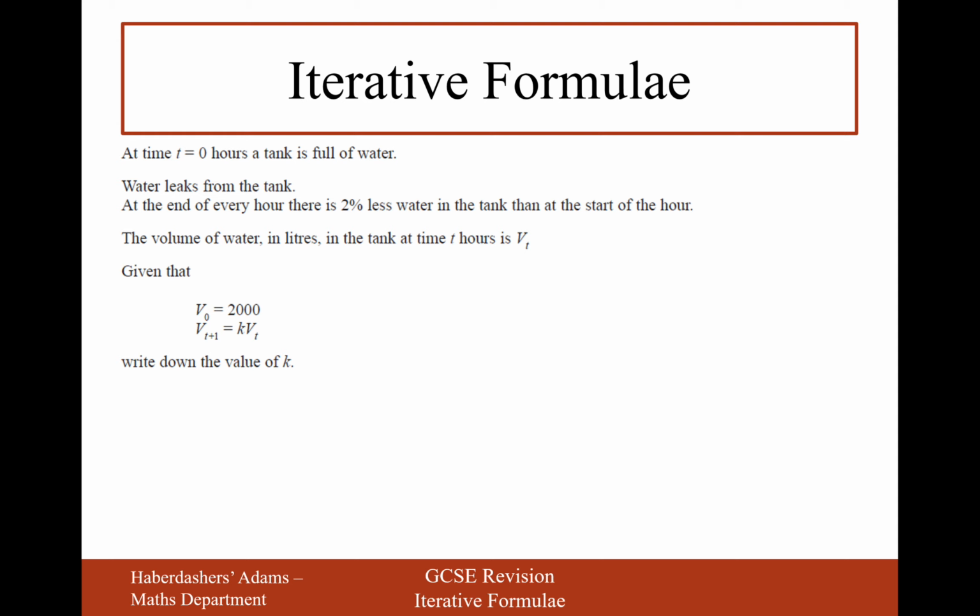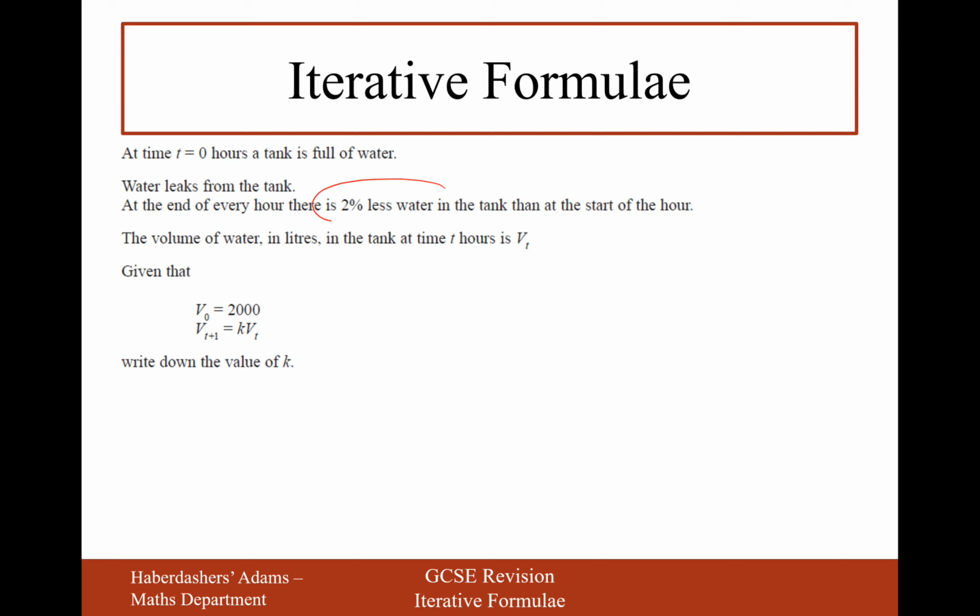Okay, so at time t equals 0 hours, a tank is full of water. Water leaks from the tank. At the end of every hour, there is 2% less water in the tank than at the start of the hour. The volume of water in litres in the tank at t is Vt. Write down the value of k.